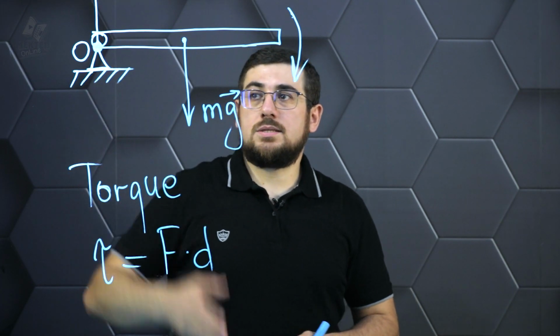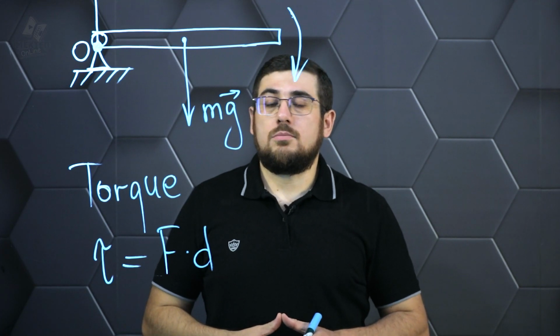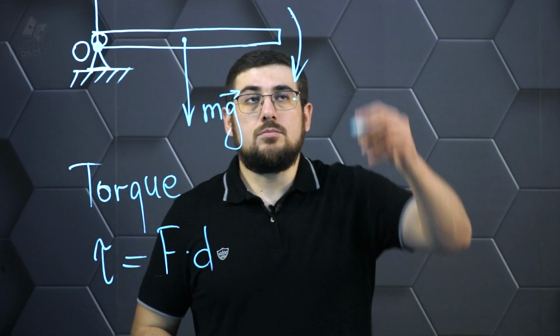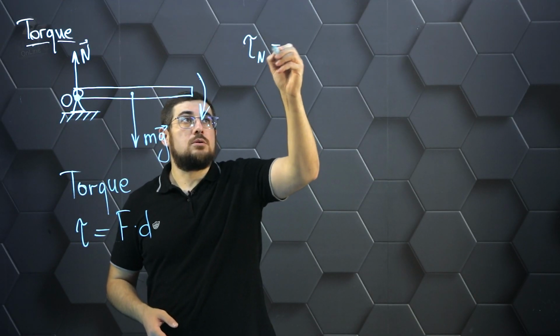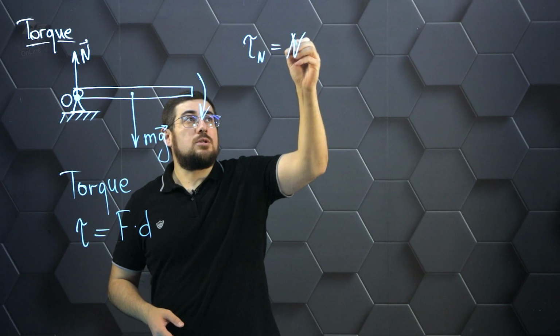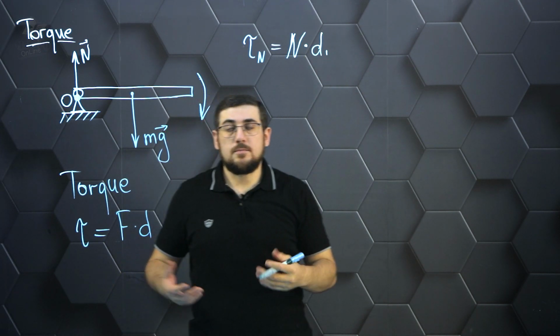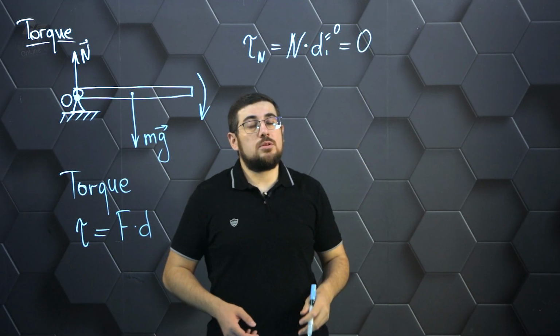We can see that in this case, the force of the support reaction passes through this point, which means that the moment of this force will be zero because its shoulder is zero. So, therefore, we can write that the moment of the support reaction force is the product of the support reaction force multiplied by its shoulder d1. But since d1 is 0, then this moment is also 0.